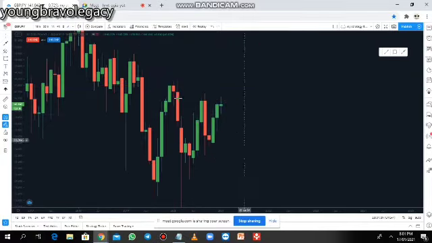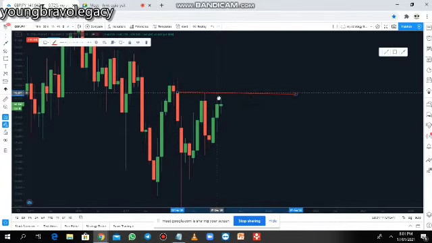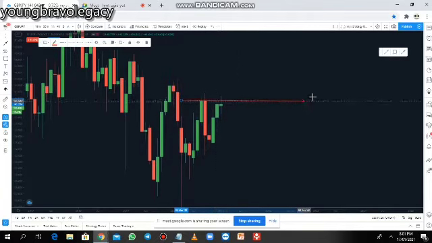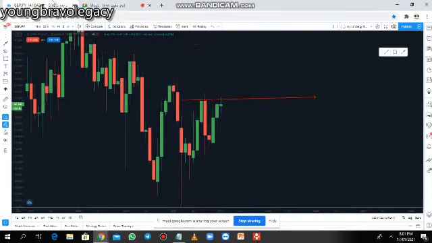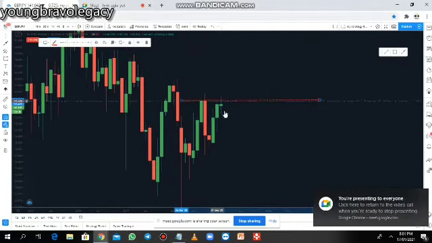On this monthly time frame, I'm expecting price to reject this resistance area here. So I'm expecting price to reject this area here and continue coming down.